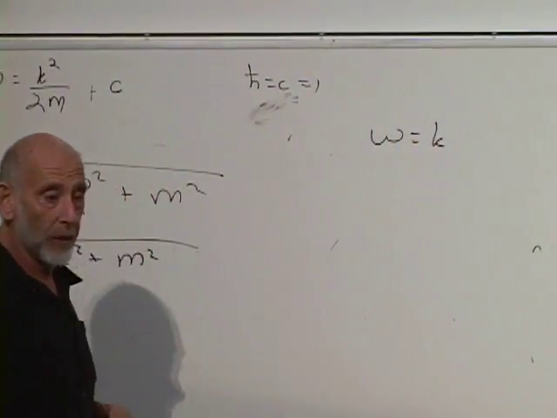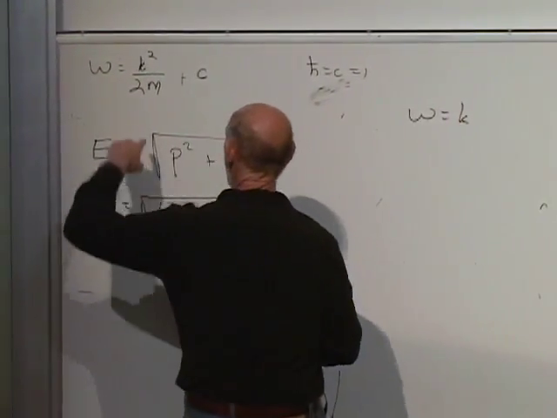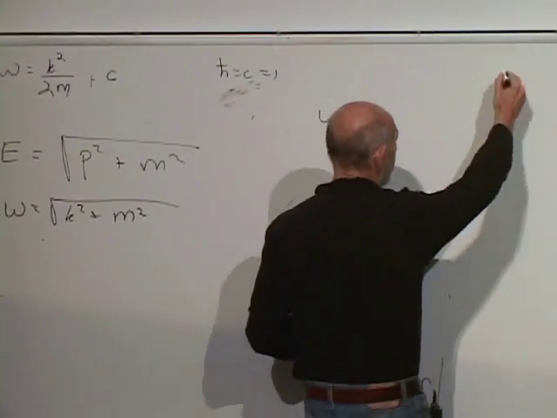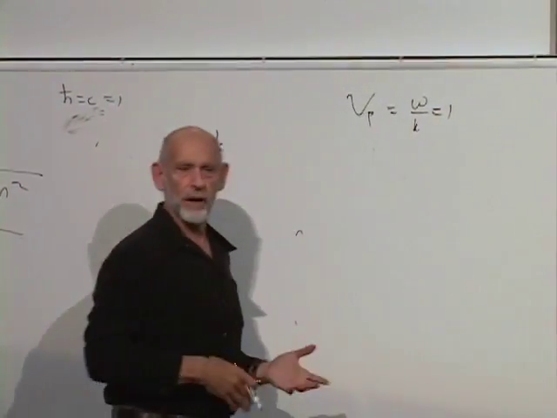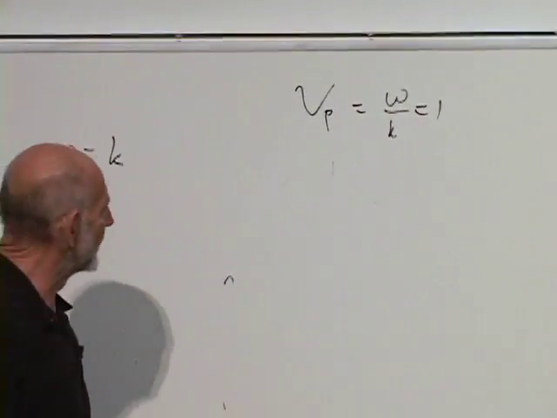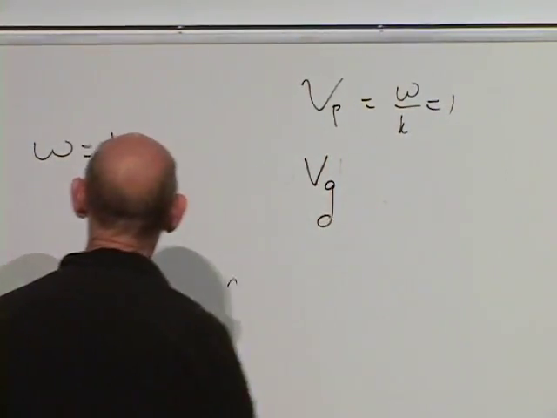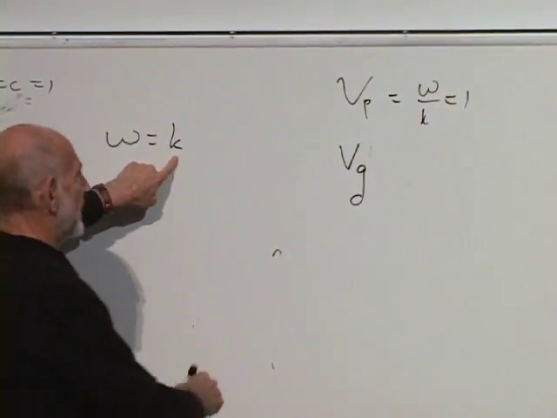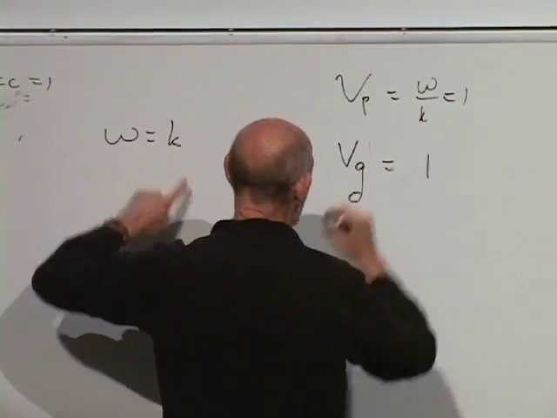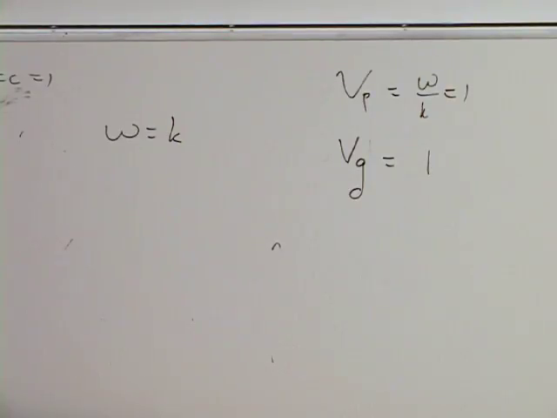What's the group velocity? First of all, what's the phase velocity? The phase velocity is omega over k. V phase is omega over k, and that's 1. What does that mean, 1? Speed of light. What about the group velocity, V group? That's the derivative of omega with respect to k. What is that? 1. The group velocity and the phase velocity are the same for a wave with mass equal to 0.